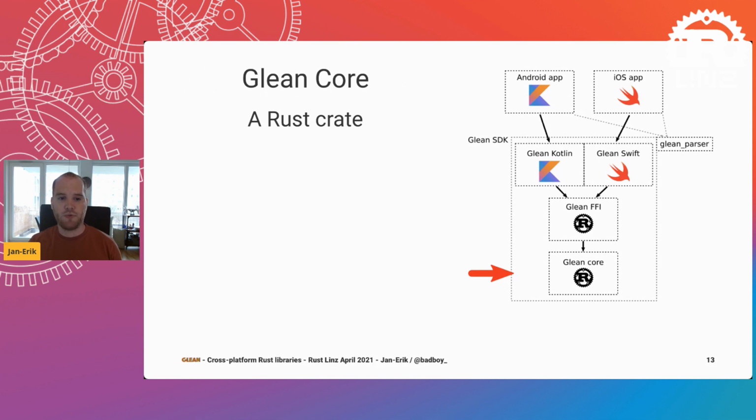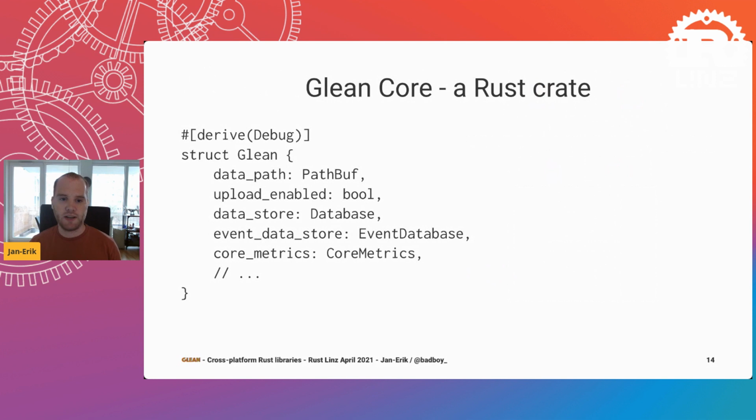So let's look at the Glean Core crate first. The Glean Core crate is really just a simple plain old Rust crate. It has a struct that holds most of the state. It has implementations on this struct that contain the main logic, including storing and reading data from the database, preparing things for upload, tracking the metrics, and especially also tracking how it behaves internally, and then offering the API to the outside to use this whole thing.